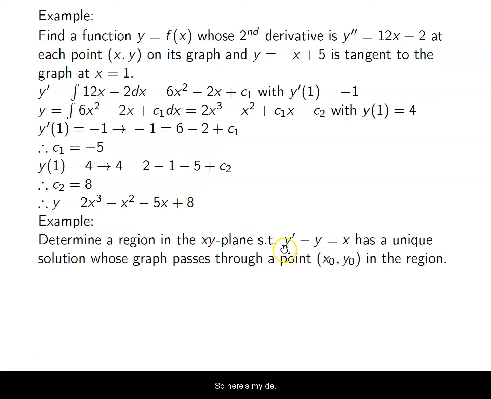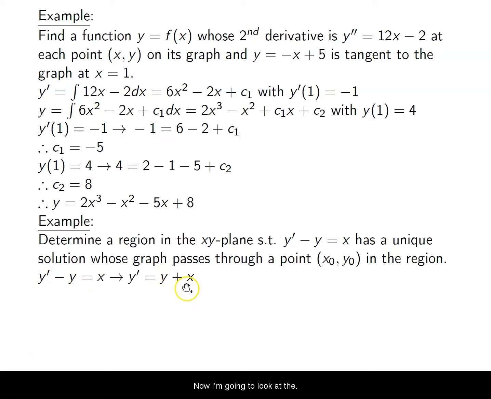So here's my DE, right? I need to determine if there is a unique solution to this or not over an unspecified region. So that really just means over R, or what that region would be, in fact. I'm trying to actually narrow down the region. So we're going to move everything over to one side. So this should be y prime equals x plus y.